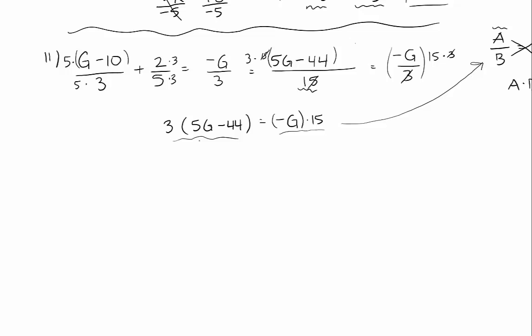So now I'm going to distribute. I have 3 times 5g is 15g, and then 3 times negative 44, and we wouldn't really have to do this if we reduced, but that's okay.